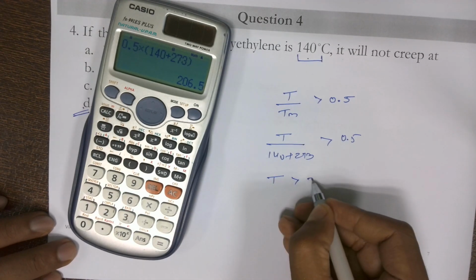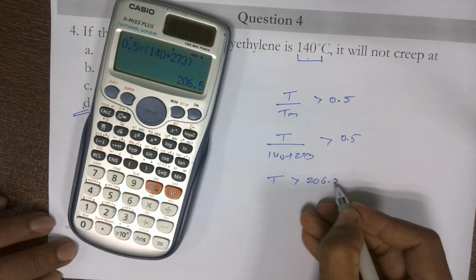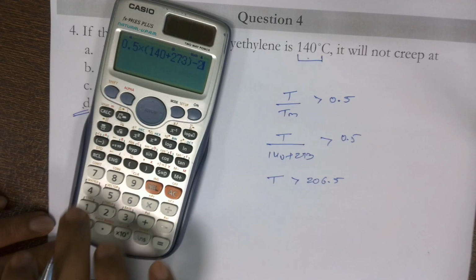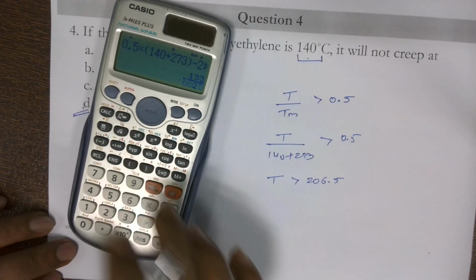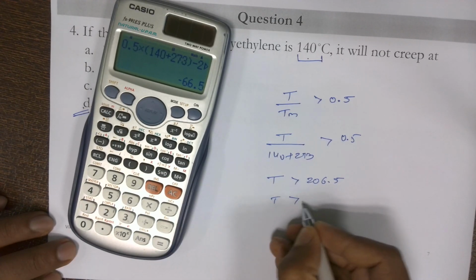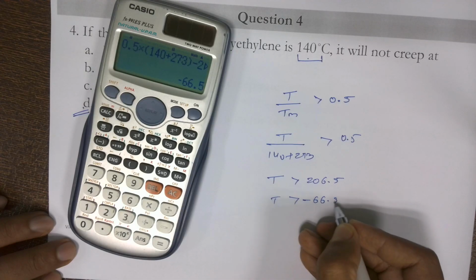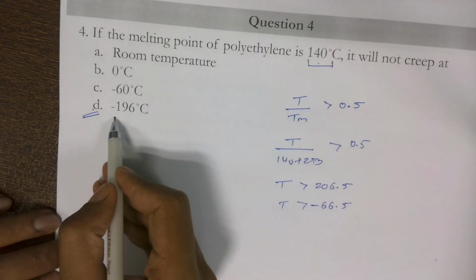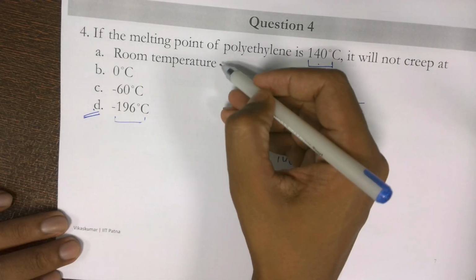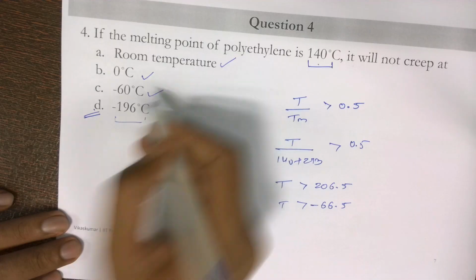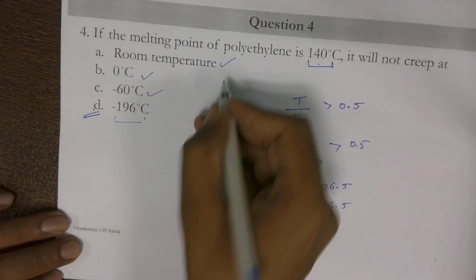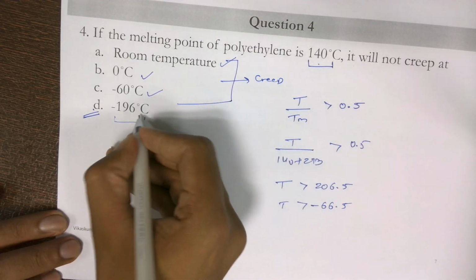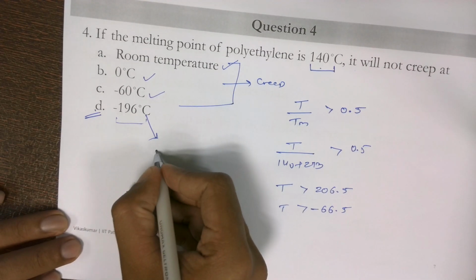T should be greater than 206.5. This is again in Kelvin. Then what we can do is minus 273. So we'll get T should be greater than minus 66.5. Okay, so only this value is lower than that. For the remaining values, room temperature, 0 degrees Celsius and minus 60 degrees, they will show the creep. Only at this particular temperature will we get no creep.